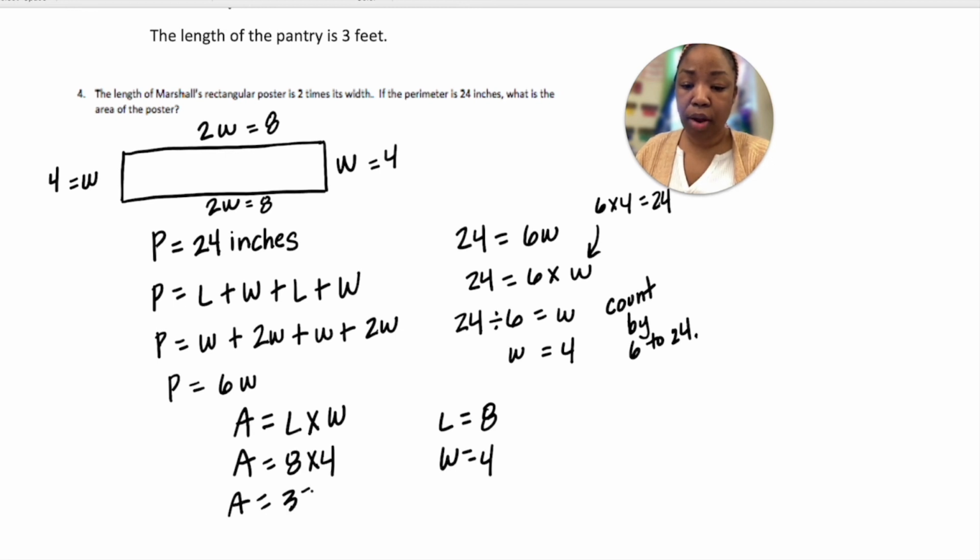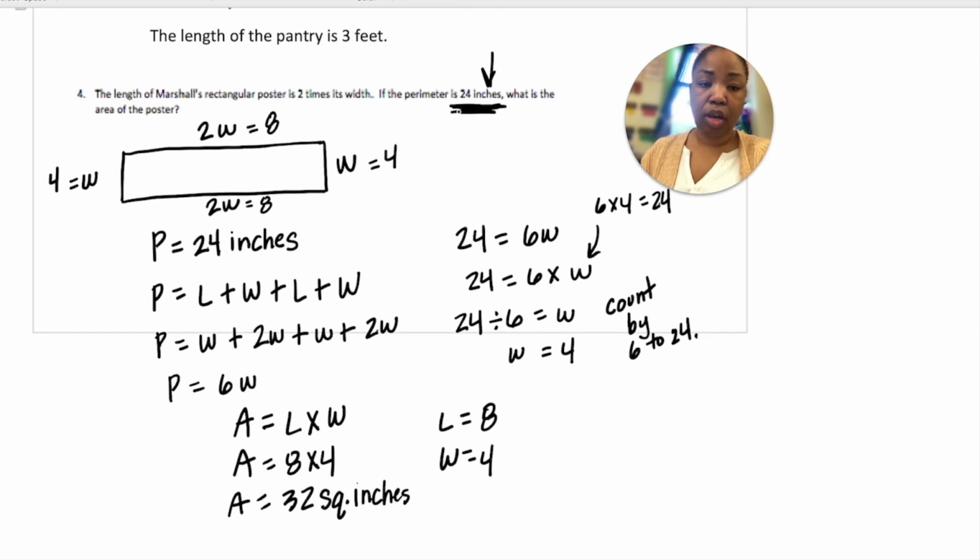8 times 4 equals 32. And I'm going to make sure that I put that square because they're asking for area. Square units. Oh, no, inches. Look here in the problem. They tell you 24 inches. So I know that I'm using inches.